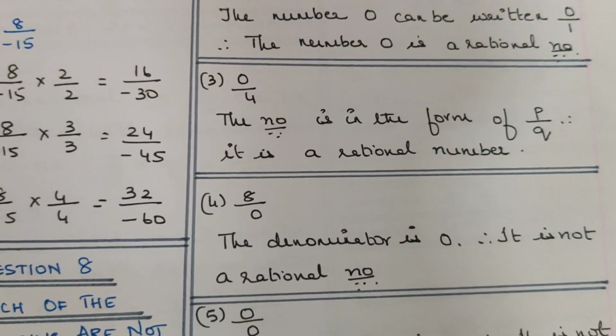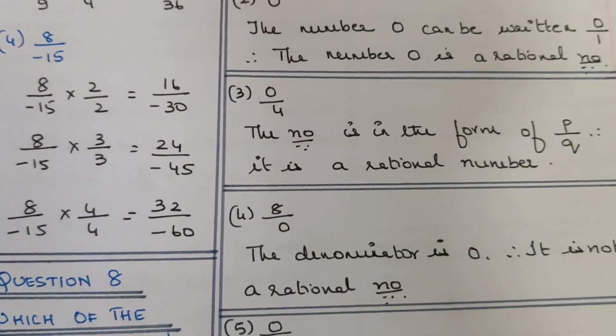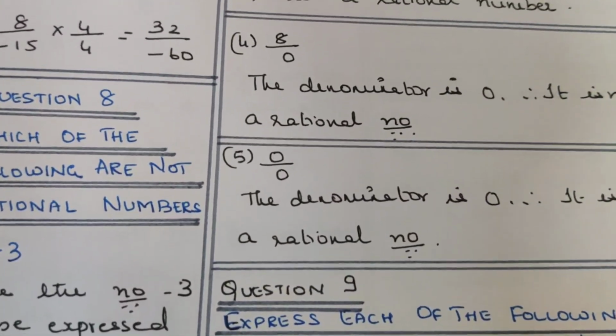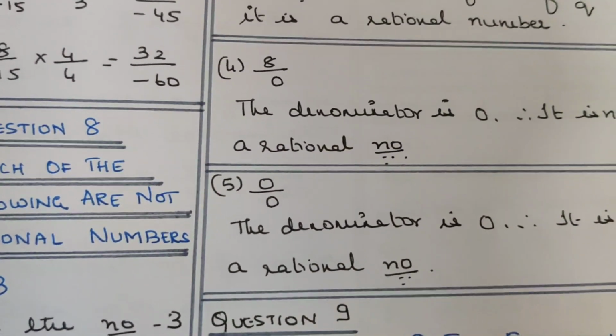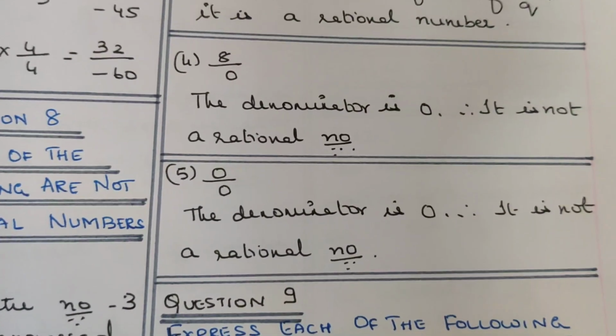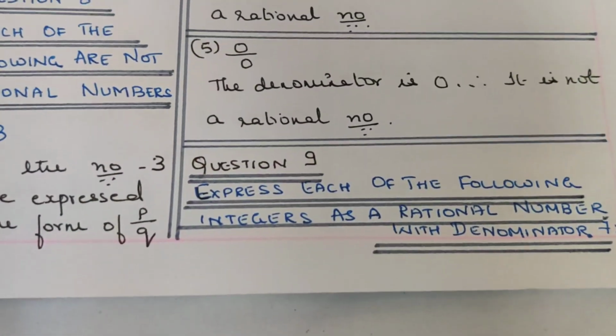8 by 0, the denominator is 0, hence it is not a rational number because any number divided by 0 is undefined. Let's move on to the fifth one. Here again it's 0 by 0. Again any number divided by 0 becomes an undefined number and therefore it is not a rational number. Let's move on to question number 9.